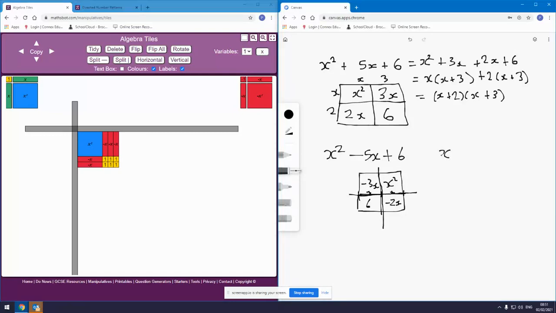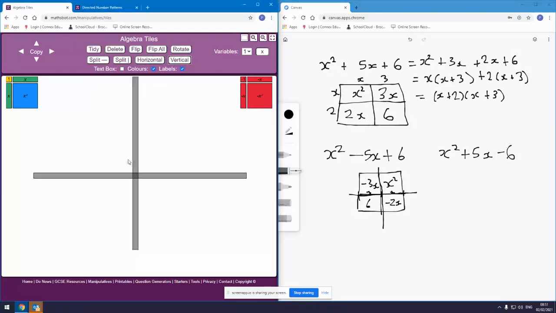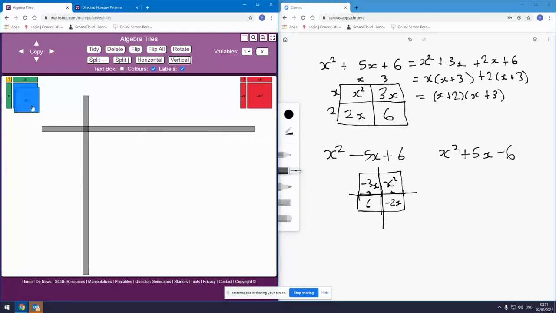But then if I have something like x squared plus 5x minus 6, so if I switch that around, then I can see that I put my x squared in and I put my negative 6 in. And in this way of looking at it, just with the horizontal and vertical representing the length and width of a rectangle, it's not immediately necessarily clear that I can't put my 5x's in like that.